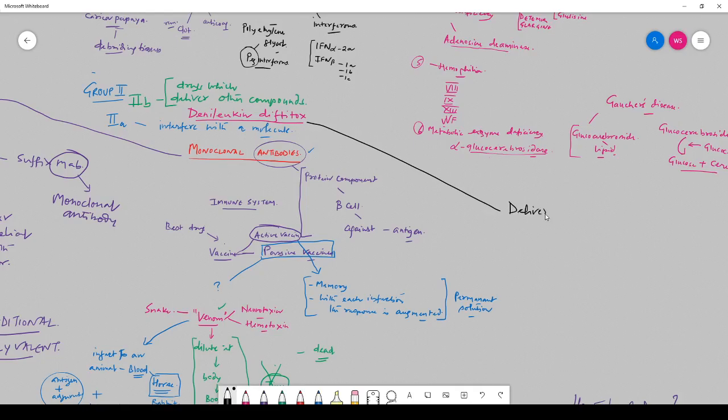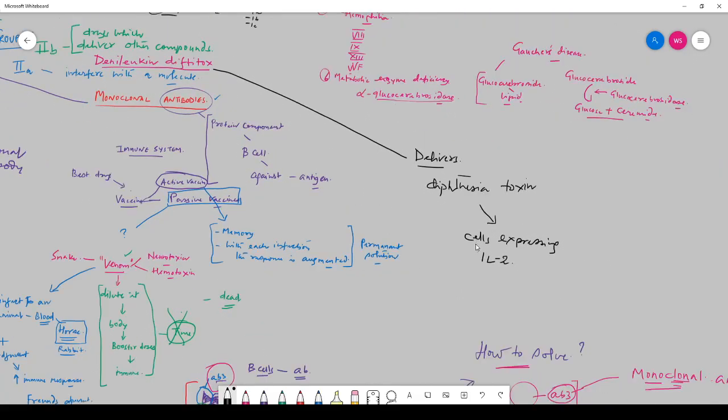What it does is it delivers diphtheria toxin to cells expressing interleukin 2. So it delivers diphtheria toxin to cells expressing IL-2. So what does this diphtheria toxin do? Diphtheria toxin inhibits protein synthesis.